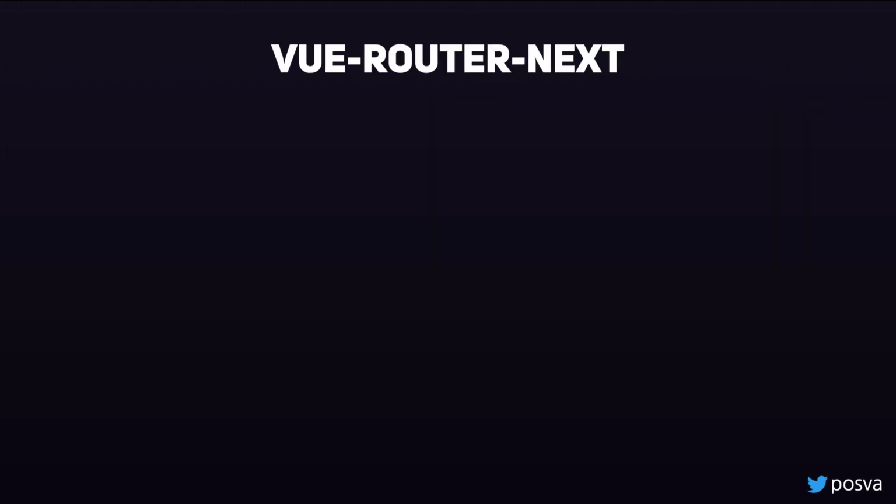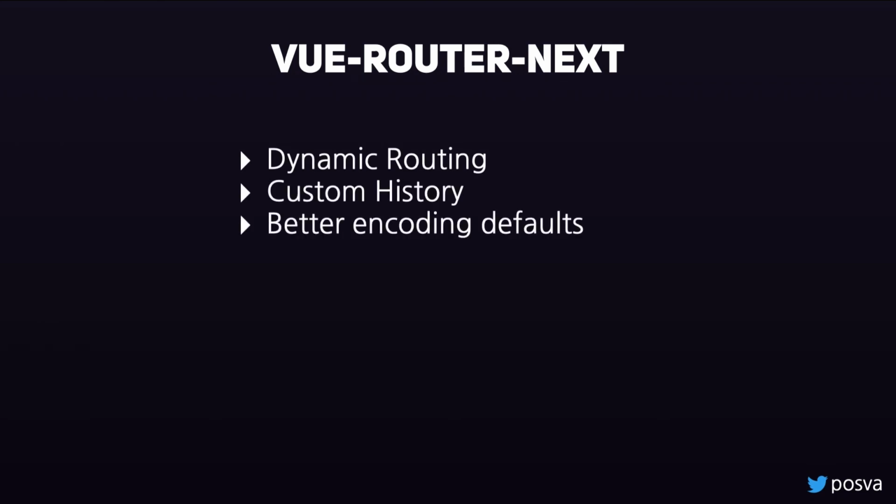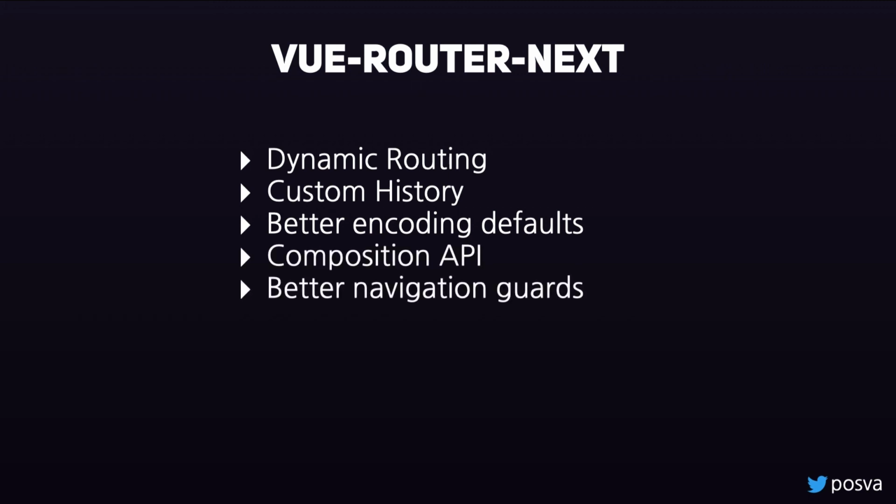And so to summarize, these are the most demanded features. There was the dynamic routing. Custom history is a bit special. Better encoding defaults, so not having to deal with double encoding problems and things that were not consistent across browsers. The composition API was a must. We have better navigation guards, and we're probably going to backport that to Vue 3. We have much better type support. For example, you can now type the meta fields of the routes, and this is going to be backported as well.